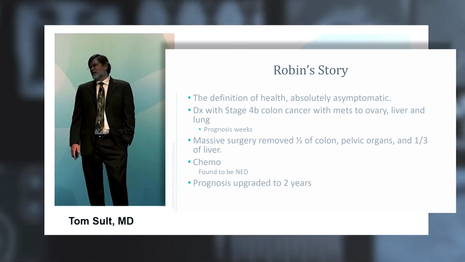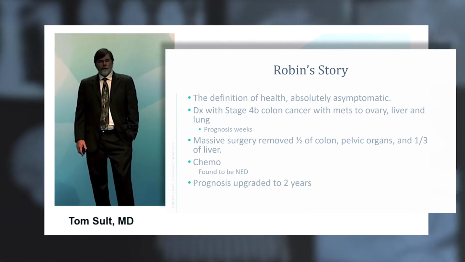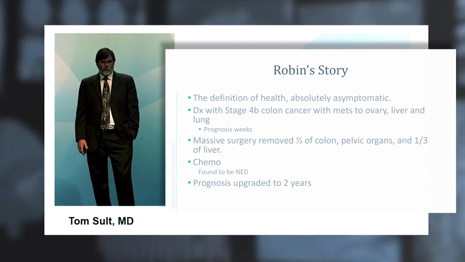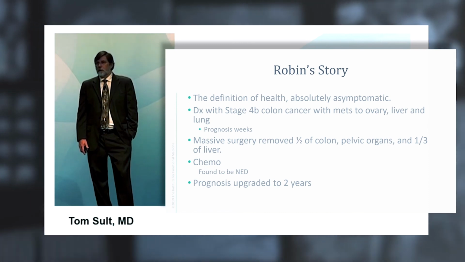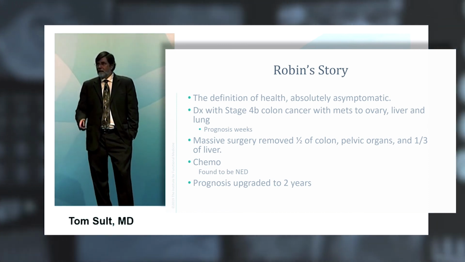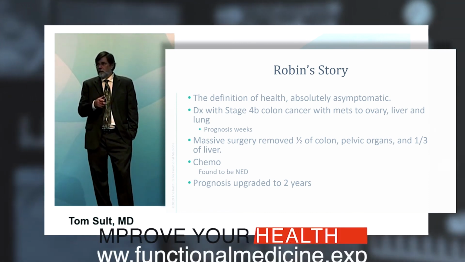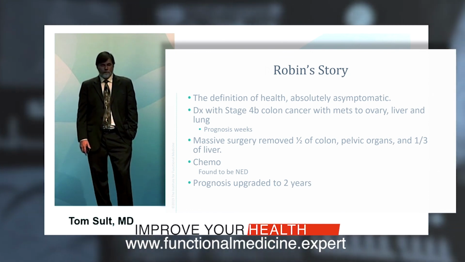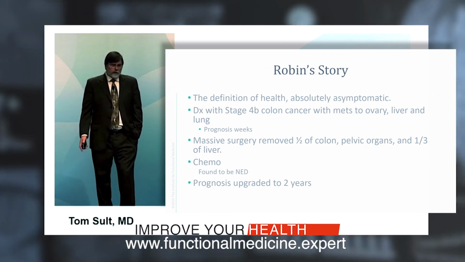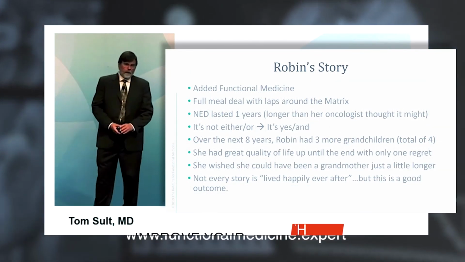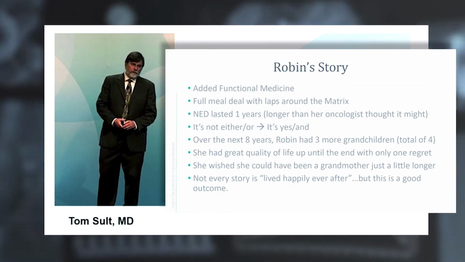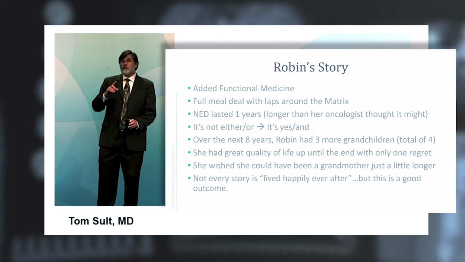She had a massive surgery, took out all her pelvic organs, took out half her colon, took out a third of her liver. Then she had chemo. She was no evidence of disease. That is an acute care model miracle. Prognosis was upgraded to about 2 years. We added functional medicine. This was the full meal deal with laps around the matrix.